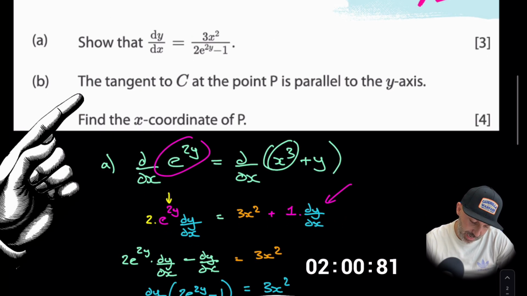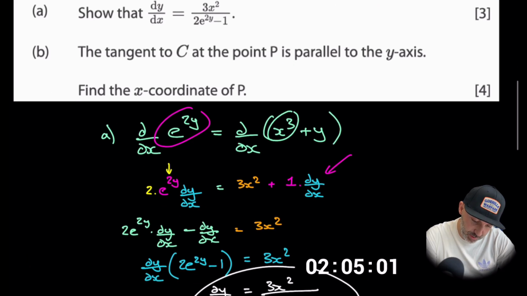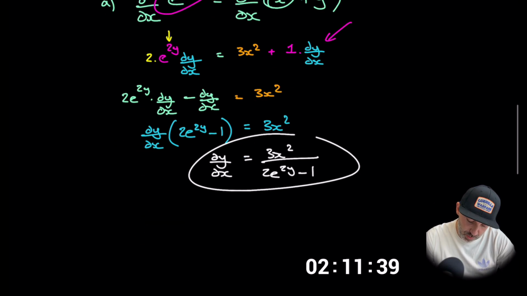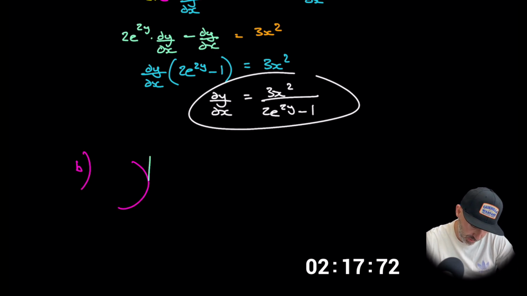So the tangent to C at point P is parallel to the y-axis, right? So when something is parallel to the y-axis, it means it's vertical. Find the coordinates of this point P. So on this curve, there is a point where the tangent is parallel to the y-axis. So we don't know where that is, but that's what they're trying to find.